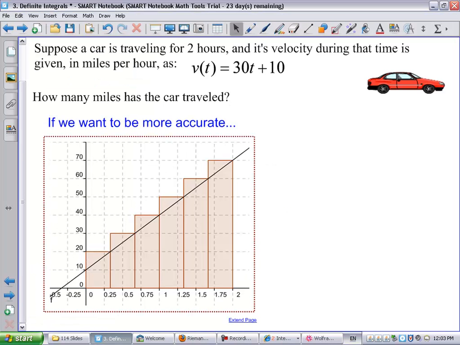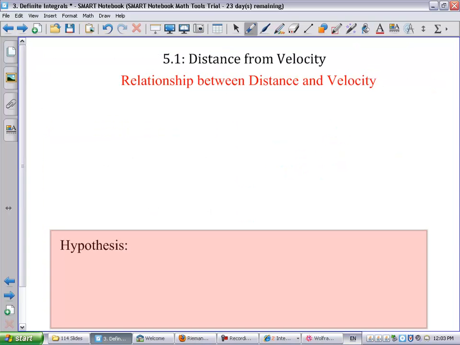Well, the exact distance is going to be the limit, right? It's going to be the limit of the sum of all the rectangles, i goes from 1 to n, but it then goes to infinity, of the velocity at each time times the width of the time interval. Does that make sense? So it's just a Riemann sum.